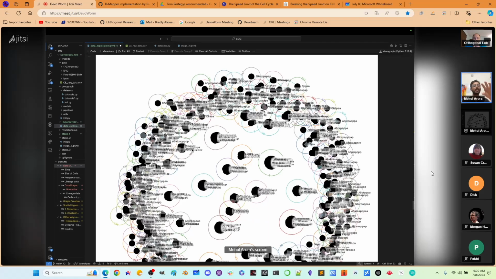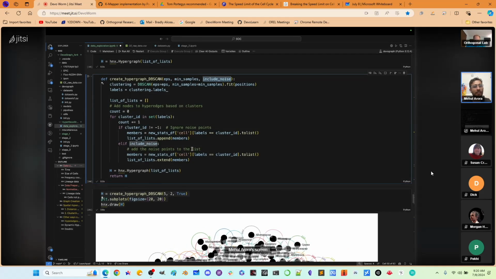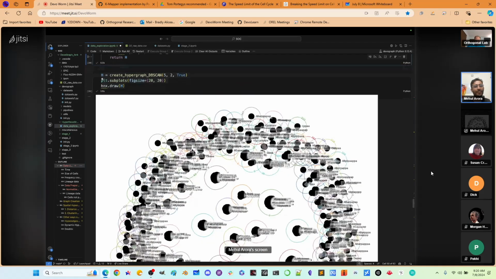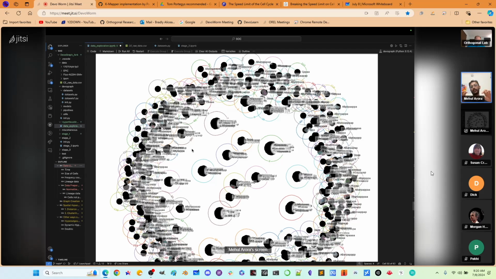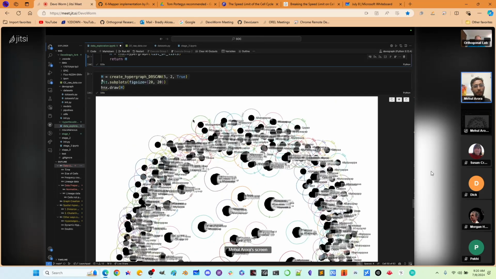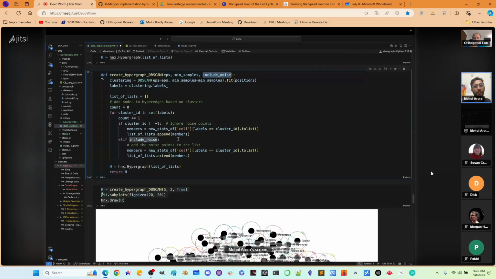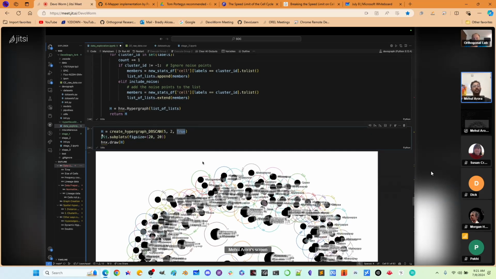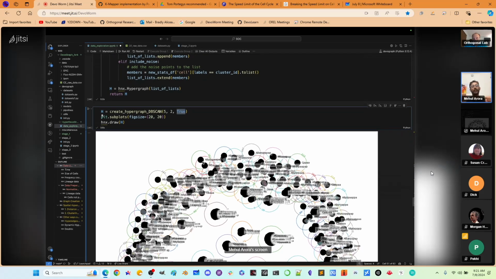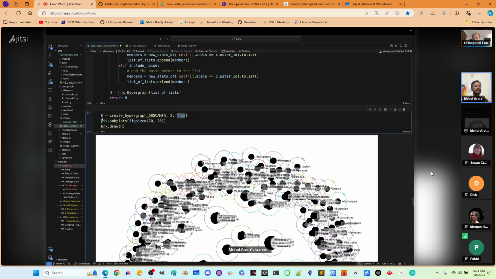Here it depends on the density. DBScan basically, I think it means density based something. I don't remember what the full form is. DBScan. That's true. It's a clustering method, so it basically creates a lesser number of hyper edges. And here include noise I have used as true. Include noise basically means there were a lot of nodes or cells which were not coming in any particular hyper edge. They were not able to belong to any particular hyper edge. So when I set it to true, they can create their own unique hyper edge.